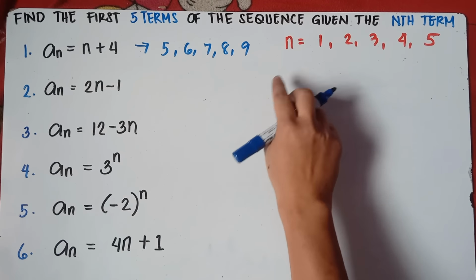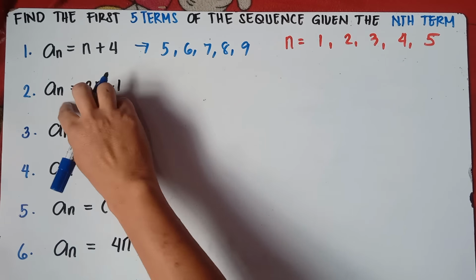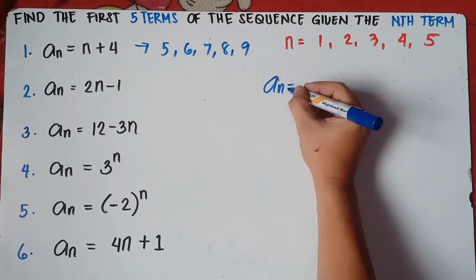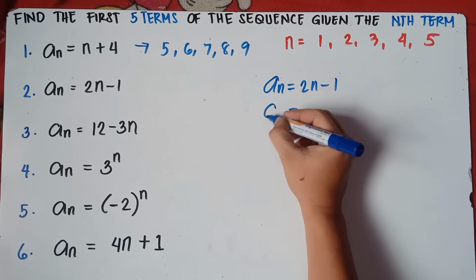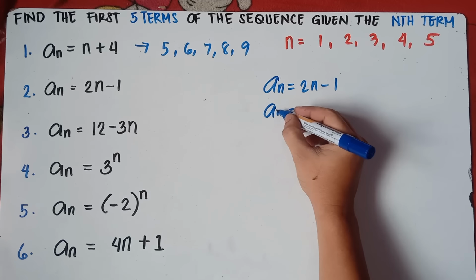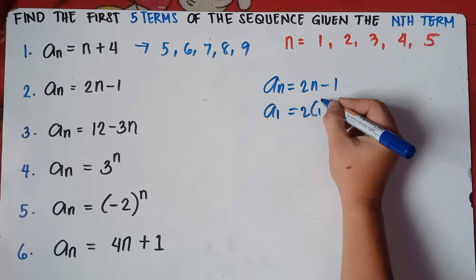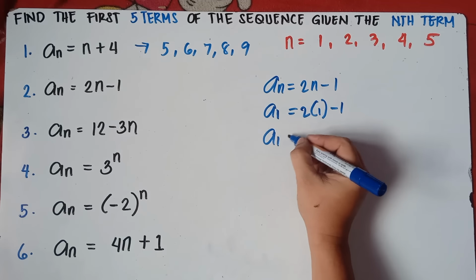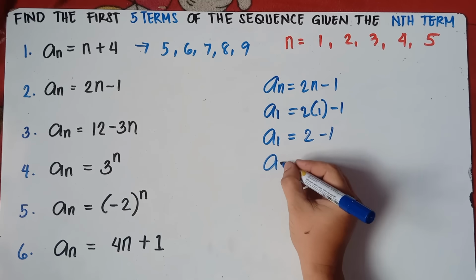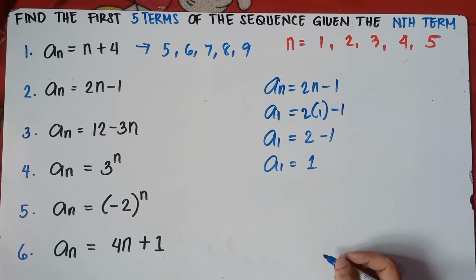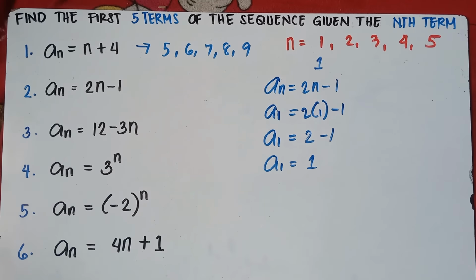So from this equation, a sub n equals 2n minus 1. If n is 1, the first term, a sub 1, is 2 times 1 minus 1. The first term will be 2 times 1 is 2, minus 1. So 2 minus 1 is 1. The first term is 1.